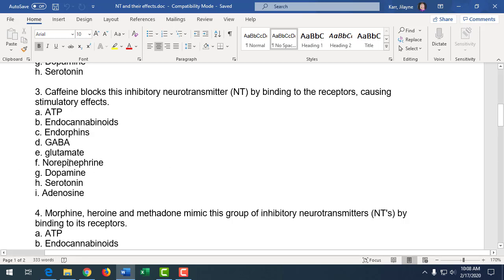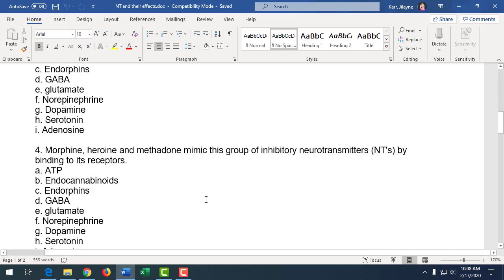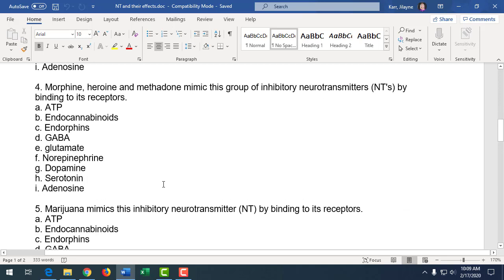So caffeine blocks GABA. All right, morphine, heroin, and methadone mimic this group of neurotransmitters by binding to its receptors.